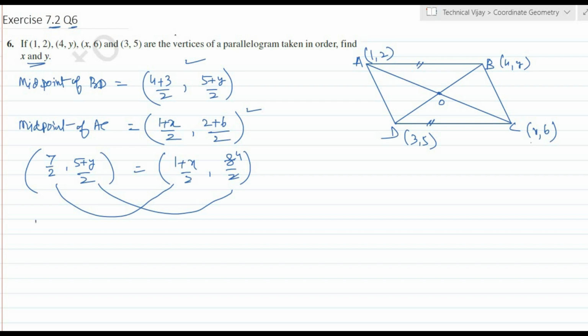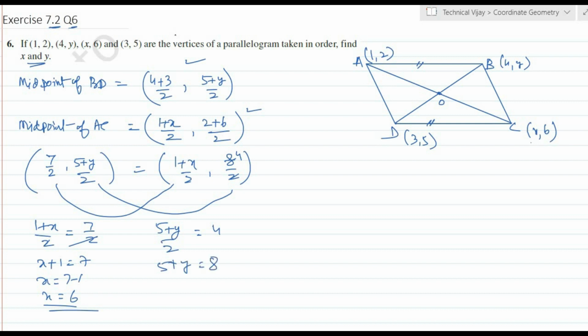So (1 plus x) divided by 2 is equal to 7 by 2. The 2 cancels, so x plus 1 is equal to 7. x is equal to 7 minus 1, so x is equal to 6. Next, (5 plus y) divided by 2 is equal to 4. So 5 plus y is equal to 8, so y is equal to 8 minus 5. So y is equal to 3. So x is equal to 6 and y is equal to 3.